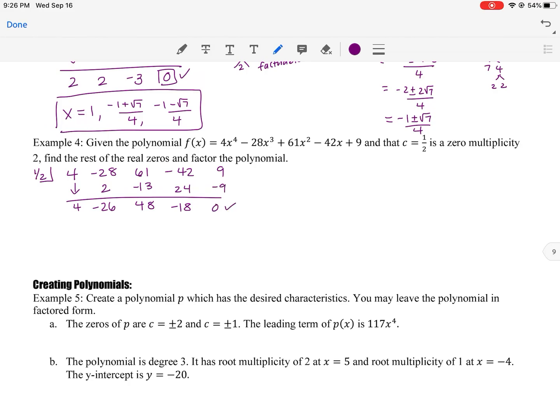And we've got 0. That's a good sign, right? That means it is a 0. That's what we expected. Now I'm going to do a half again because it has multiplicity 2, meaning it happens twice. I usually kind of cheat and just use the same one and do it twice.